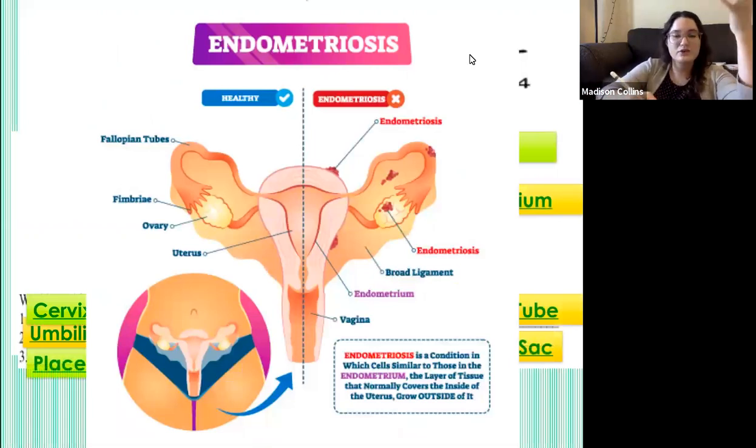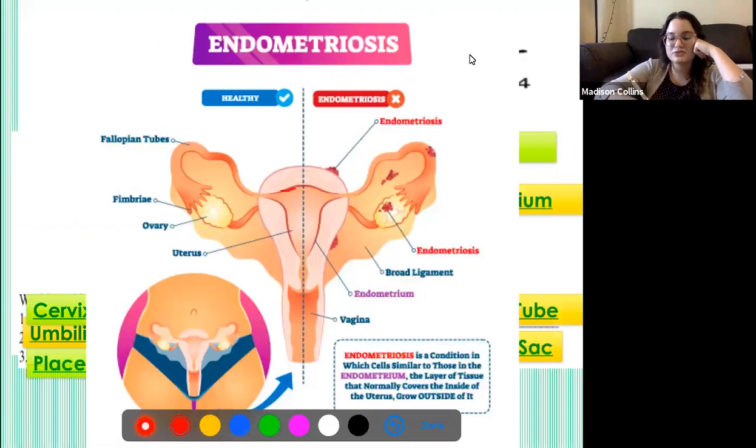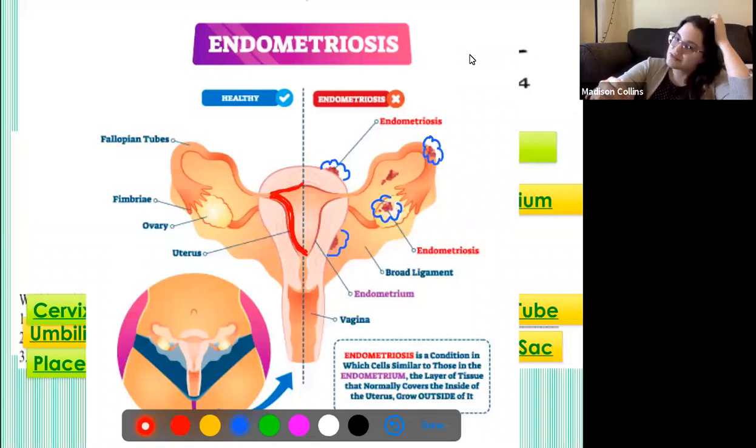So in a healthy or normal individual, the endometrium should just grow inside this uterus right here. But with someone with endometriosis, that endometrium can grow in places where it's not supposed to. So you see in this individual, they've got endometrium growing on the top of their uterus, or on the sides of their uterus, or on their ovaries, or on their fallopian tubes. Okay, this is going to cause some problems.